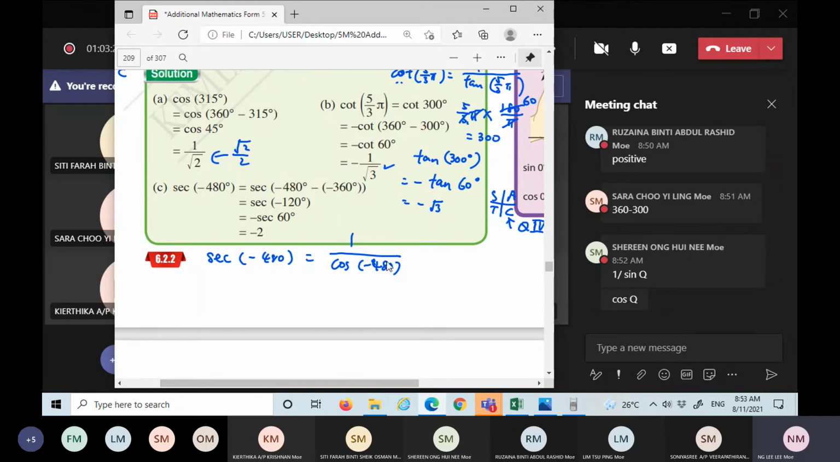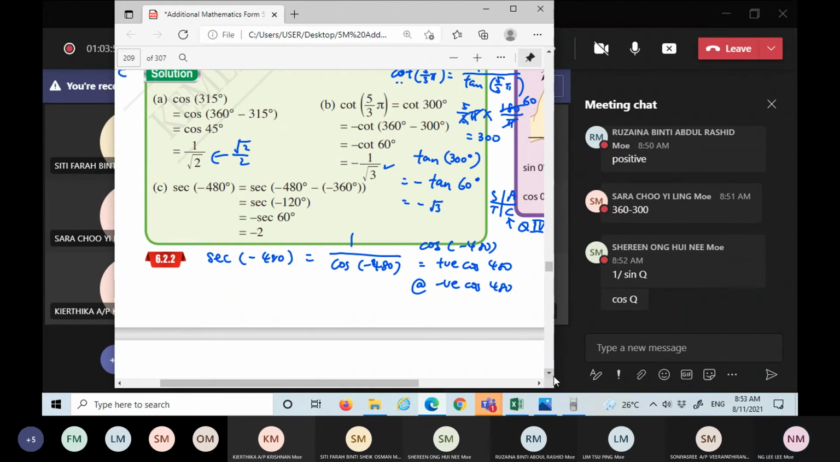Cos negative angle is equal to positive cos or negative cos? I mean, cos negative 480 is equal to positive cos 480 or negative cos 480? Okay, who is the next girl?